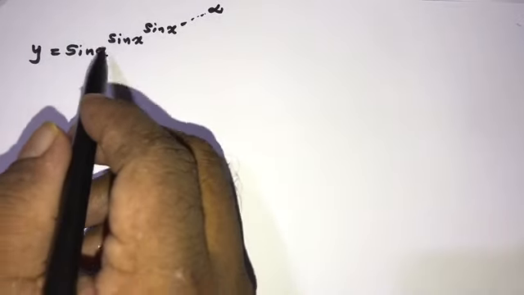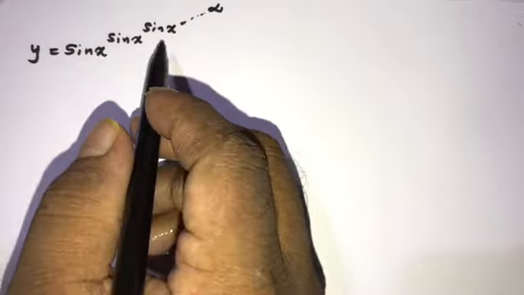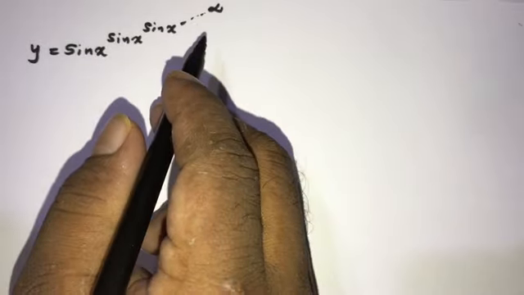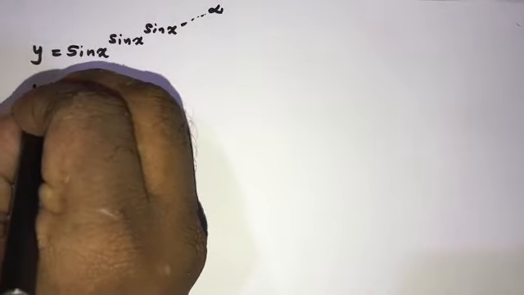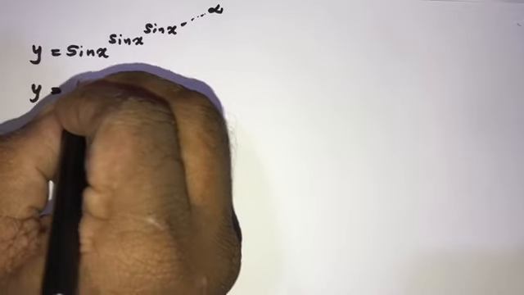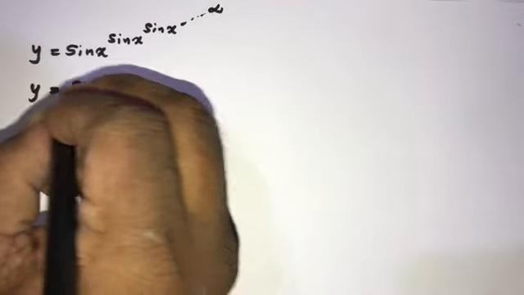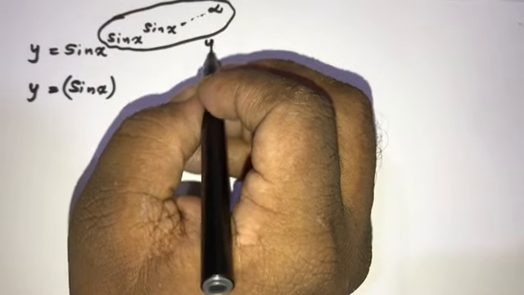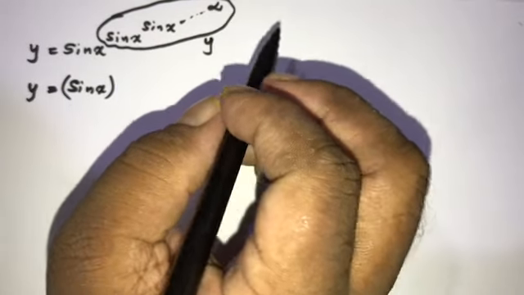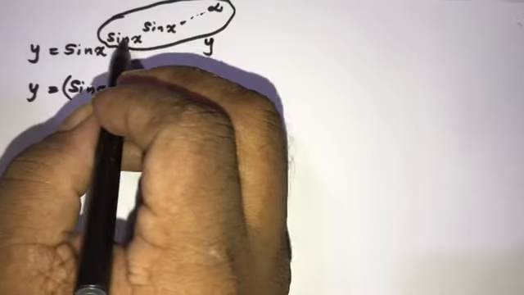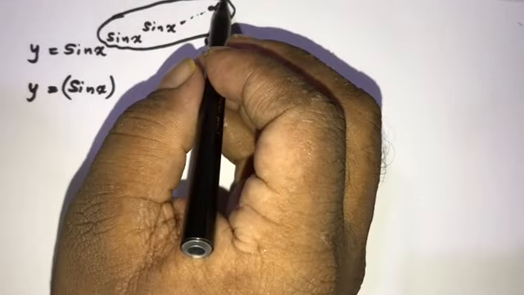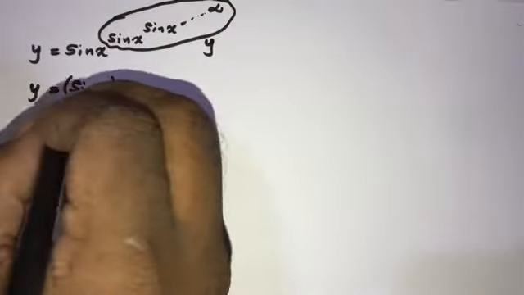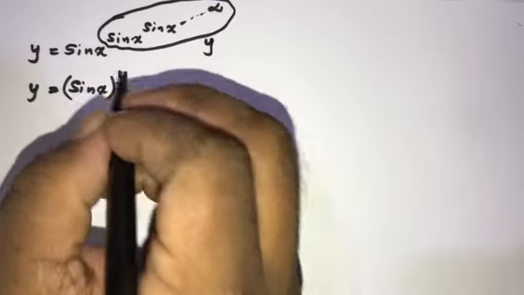So the problem is y is equal to sin x to the sin x to the sin x, and so on to infinity. So we can write this as y is equal to sin x to the power of the whole expression. Now this term is equal to y, because the first term is sin x and the exponent goes to infinity, so we can write y is equal to sin x to the y.